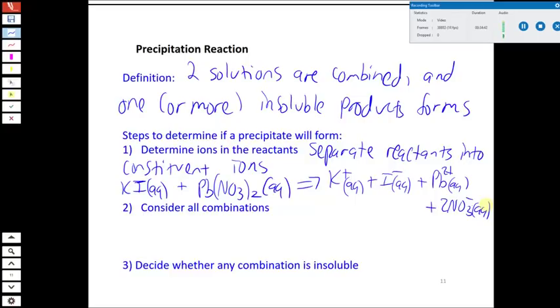So we figure out what ions are in there, and then to predict the products, typically there's going to be two products that are possible. Let me just say always two products. I can't think of a time when there's not. So always two products will be possible.